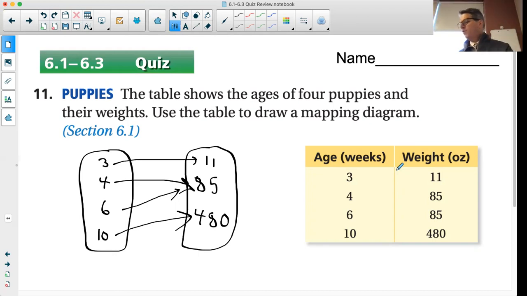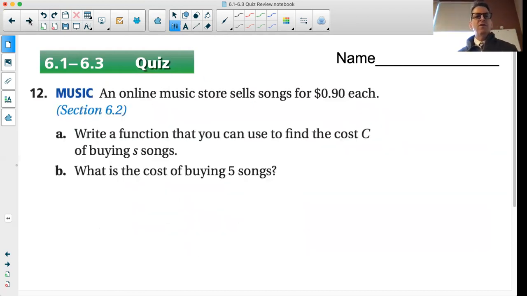Moving on to number 12, music. Got 2 more questions in our quiz review. An online music store sells a song for 90 cents each. Okay, there's your slope. There's your rate of change. So in this case, your slope is 0.9. Okay, I just thought I'd cross that path right away. Whenever you see selling rate, hourly rate, those types of things, those are all slope. 0.9 is M.